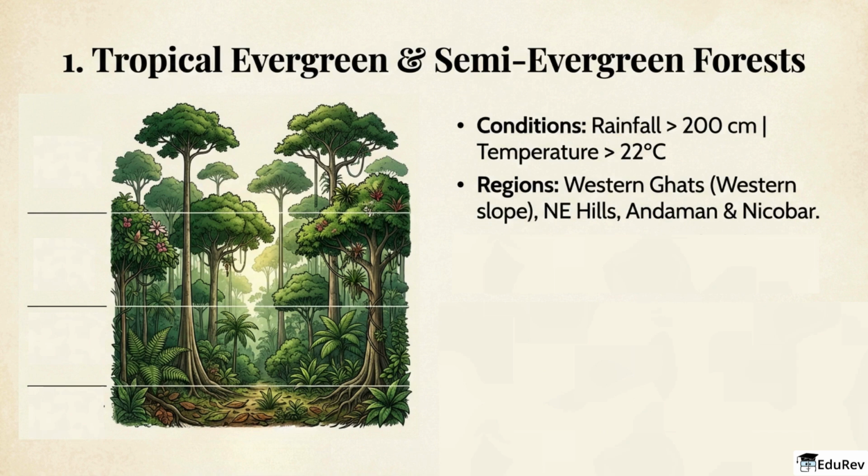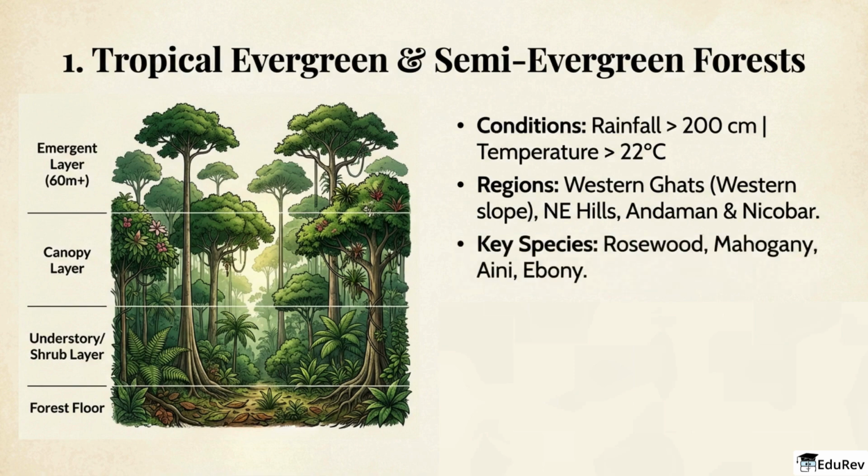Now notice the structure of these forests. There is an emergent layer, often rising above 60 meters. Below that is the canopy layer. Then the understory or shrub layer. And finally, the forest floor. This vertical layering is the hallmark of dense, humid forests. Key species given here are rosewood, mahogany, ainy, and ebony.